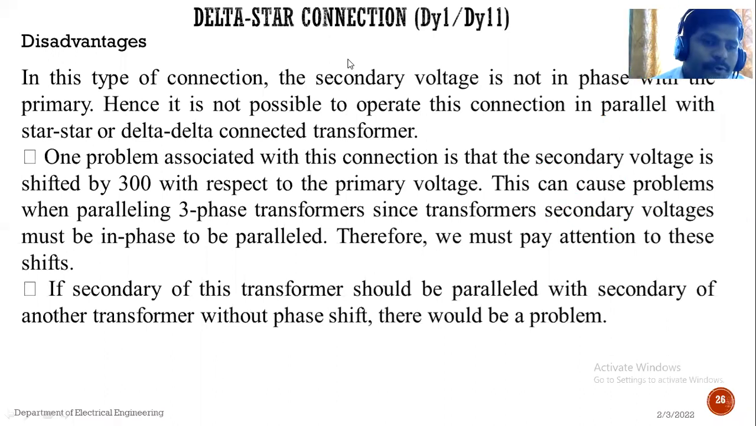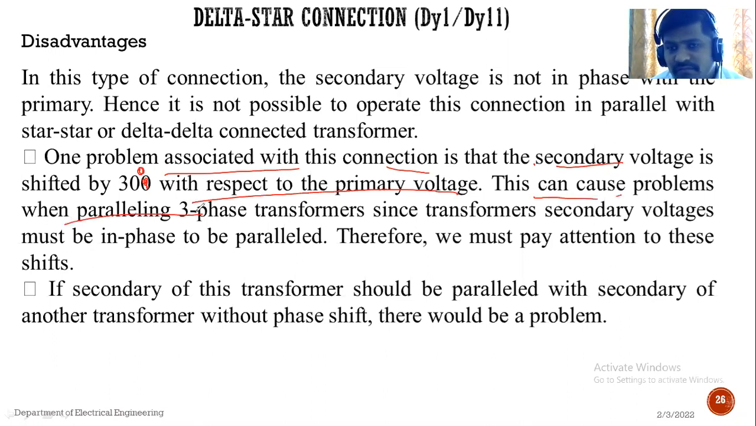Okay, see this problem. One problem associated with this connection is that the secondary voltage is shifted by 30 degree with respect to the primary voltage. This can cause a problem when paralleling. While doing parallel operation, it will cause a problem while paralleling 3-phase transformers, since transformer secondary voltages must be in phase to be parallel. The secondary voltage must be in phase.